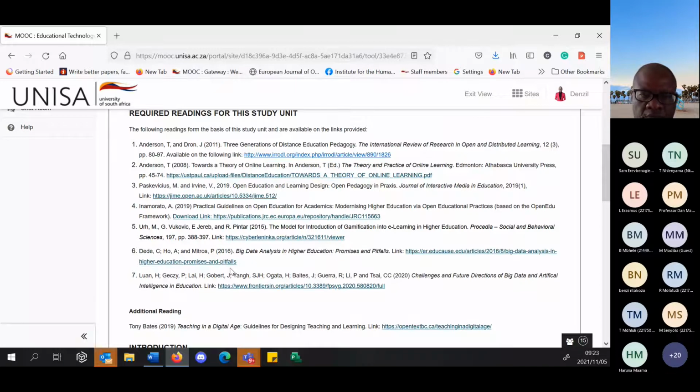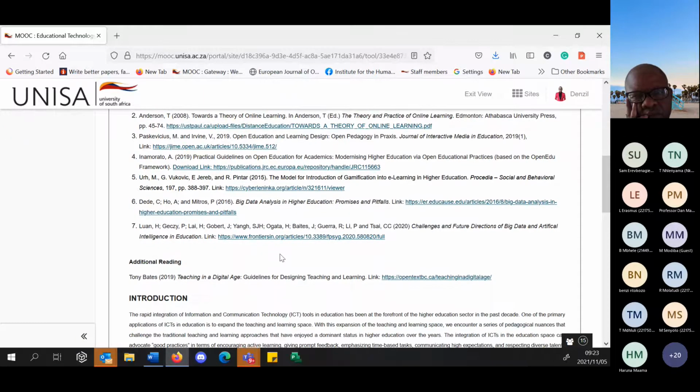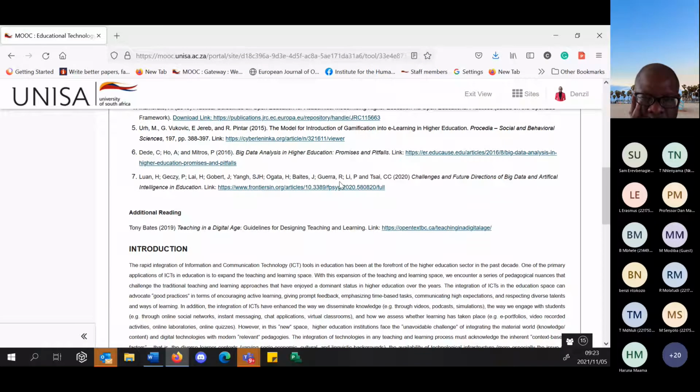And I think that is quite critical for us, because while we see a lot of trends from European developed countries, the question is how do we apply this in our own context? And I think what she does is she's able to leverage our own experiences from the developing context to speak to that. And then the next article is on a model for the introduction of gamification to e-learning in higher education. And then we look at big data analysis, some of the promises and pitfalls, and then also the challenges and future directions of big data and artificial intelligence in education.